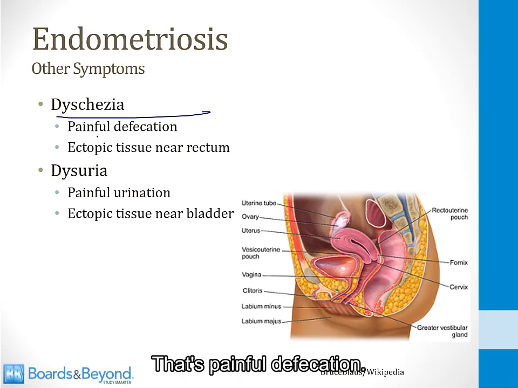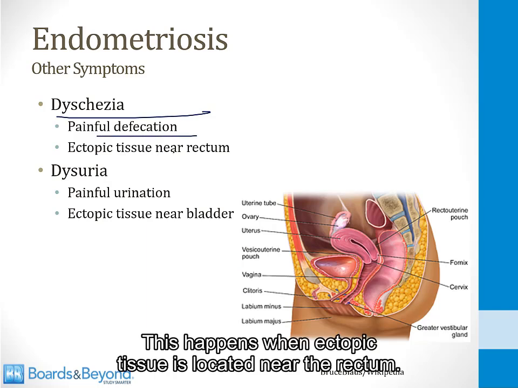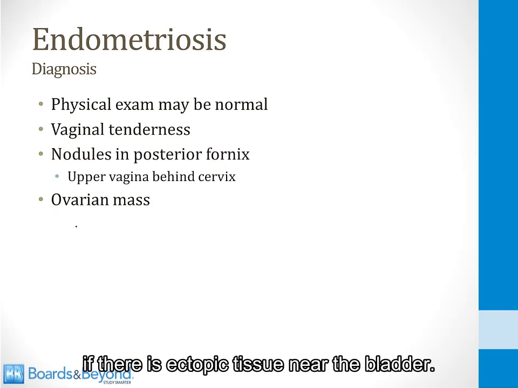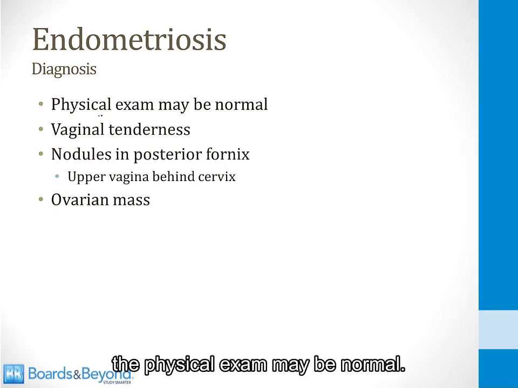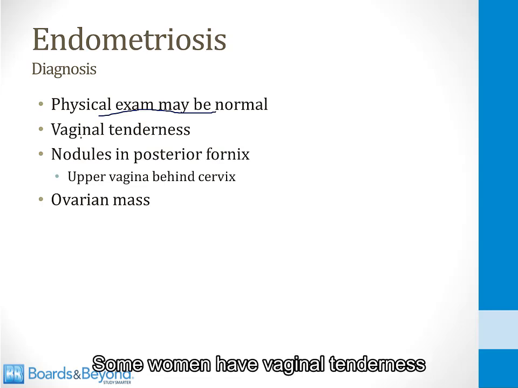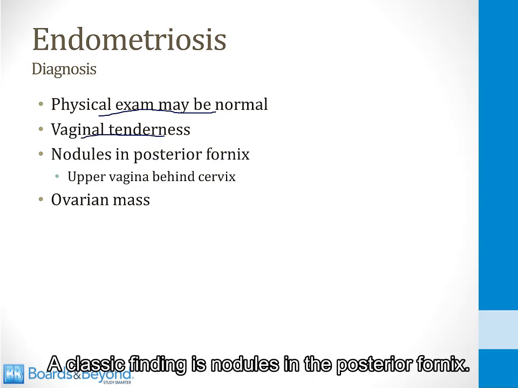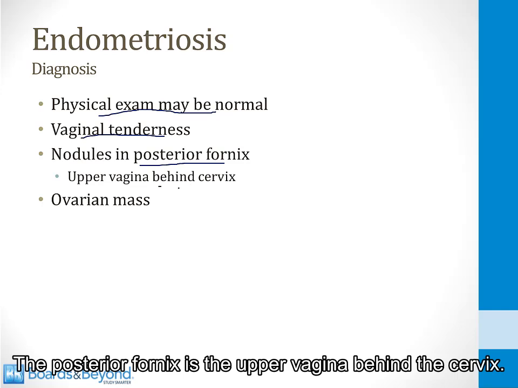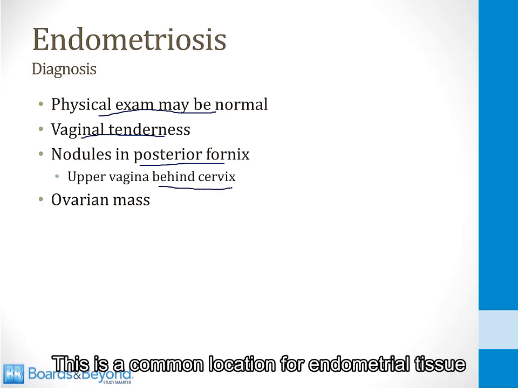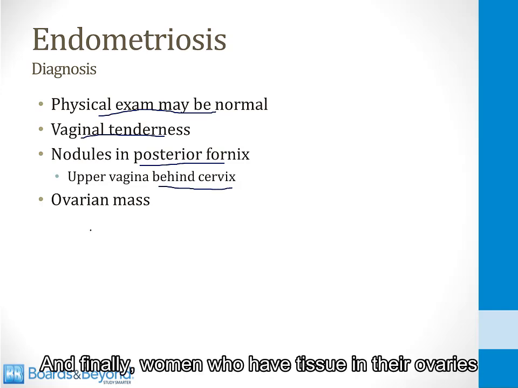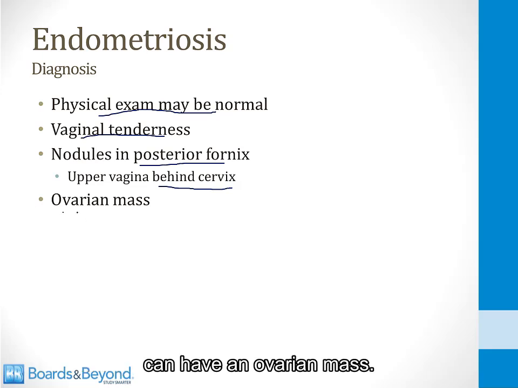Dyschezia can occur, that's painful defecation. This happens when ectopic tissue is located near the rectum, and dysuria can also occur if there is ectopic tissue near the bladder. The diagnosis can be tricky. The physical exam may be normal. Some women have vaginal tenderness if there's ectopic tissue near the vagina. A classic finding is nodules in the posterior fornix. The posterior fornix is the upper vagina behind the cervix. This is a common location for endometrial tissue that is ectopic in endometriosis. And finally, women who have tissue in their ovaries can have an ovarian mass.